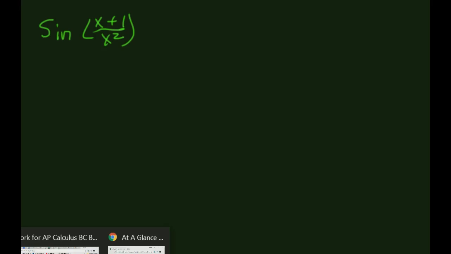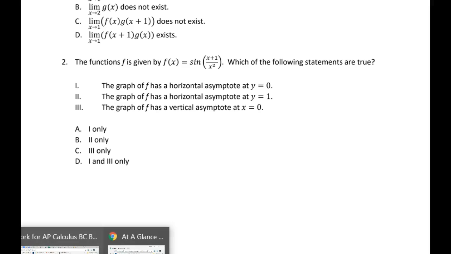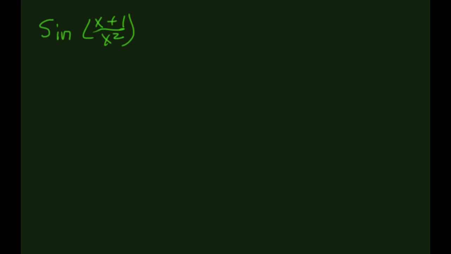Okay, so let me get that down here. That is sine of x plus 1 over x squared. Okay, so looking back at the question, we've got a couple of options here. We have 2 about horizontal asymptotes, and we want to show whether it has a horizontal asymptote at 0 or 1, and then we want to look at 0 and see if there's a vertical asymptote there. Okay, so I think we were pretty clear about the horizontal asymptotes.